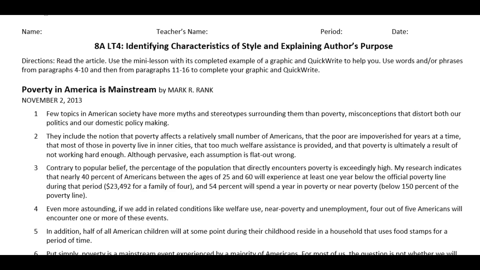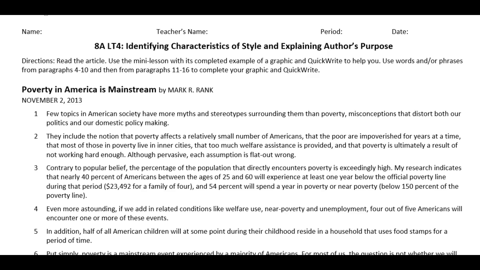Today you're going to be working with informational text, identifying characteristics of style, and explaining how those elements of style help the author to achieve his purpose. I'm going to do a think aloud, creating a quick write, and completing a graphic organizer, and then you will do the same for your practice opportunities.